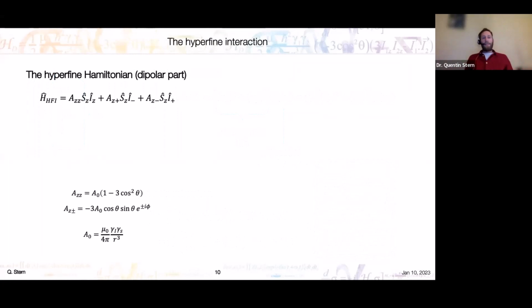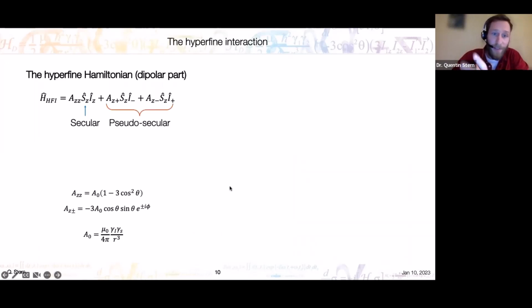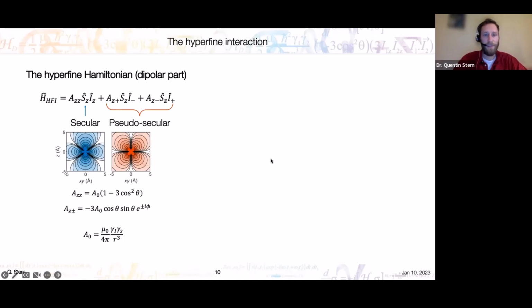So in our case, the interaction between the electron and the nucleus is what we call the hyperfine interaction. We'll be only dealing with the dipolar part, so the through-space interaction and not the Fermi contact. And this interaction has 2 parts, what we call the secular part and the pseudo-secular part. For the nucleus, the secular part is a field along the z-axis, and the pseudo-secular is along the x and y axes. And they have different angular dependence that I'm representing here. And you have the constant here, which gives you these functions.